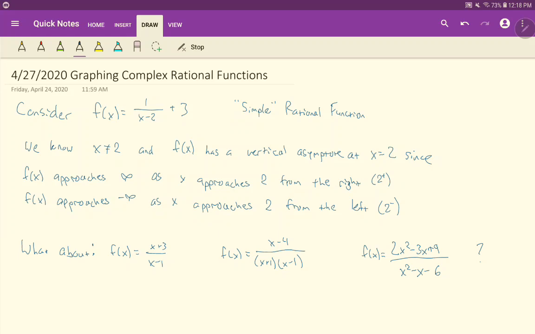Hello. Today we're going to start looking at graphing complex rational functions. Now don't feel intimidated by this wall of text that you see in front of you. I'm going to talk through it too, so we can think about it together.